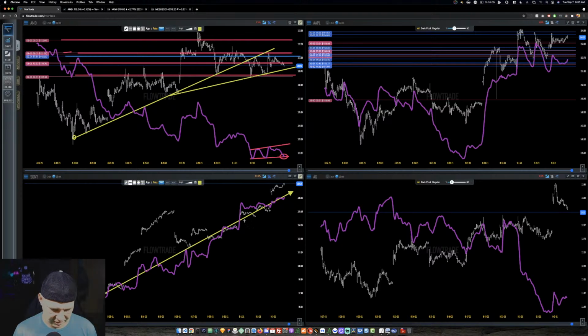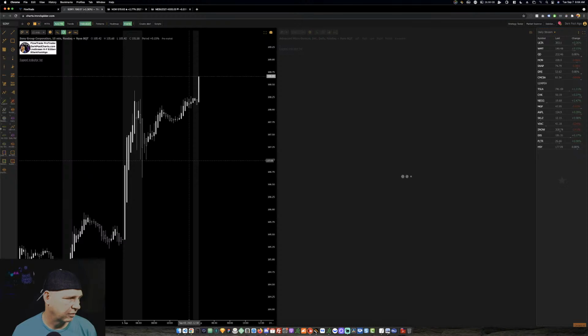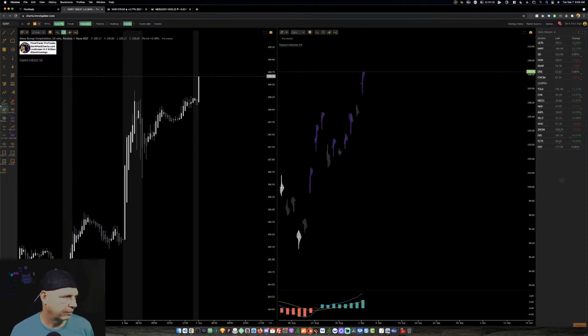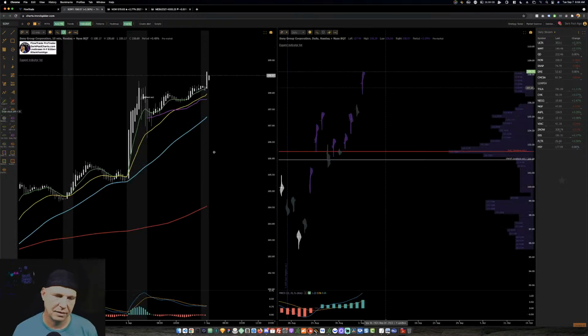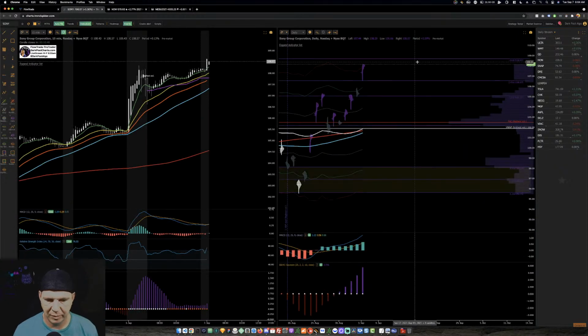Some of those gaps have been filled. I was going to say that it doesn't look like it respects the all-gaps-must-be-filled mentality. Yeah, this is just nice. This is a momentum play.